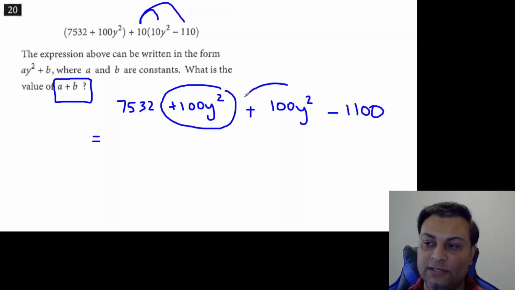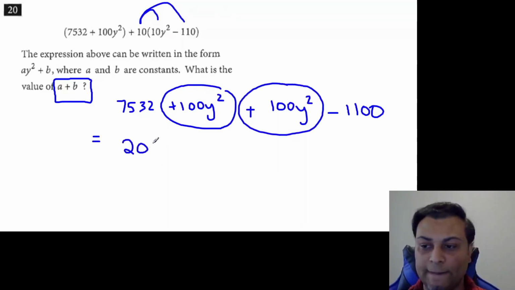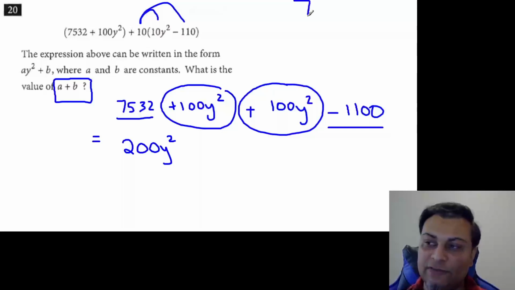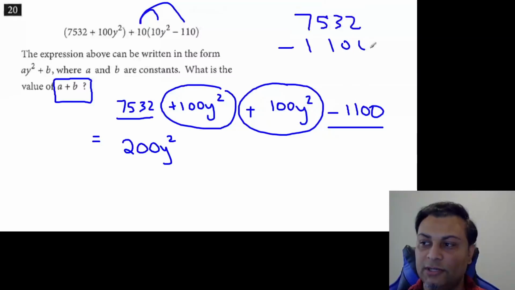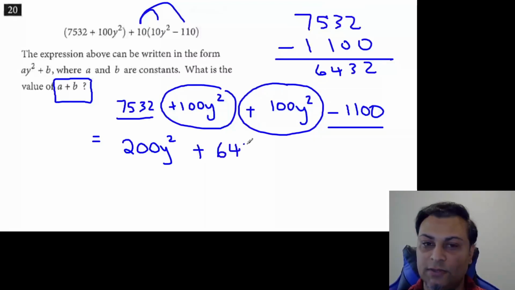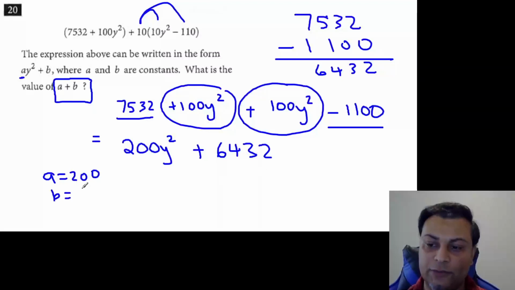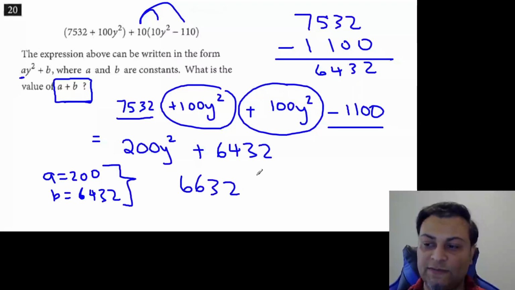We have this and this, which will combine to 200y squared. And when we combine the constants, we have to subtract 1100 from 7532. One way to do that is by hand. Minus 1100, and you get 6432. So plus 6432. From there we can see that the a value, which is the coefficient of y squared, is 200, and b is 6432. But they're interested in a plus b, so we add these up, and you get 6632. So that's the final answer, 6632.